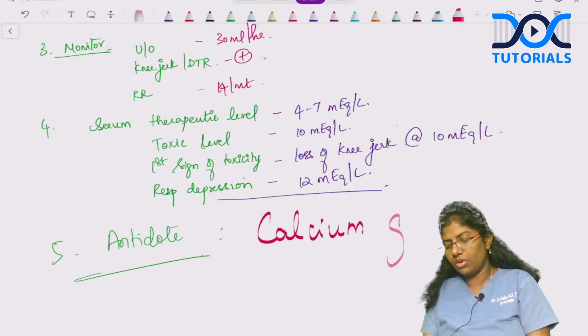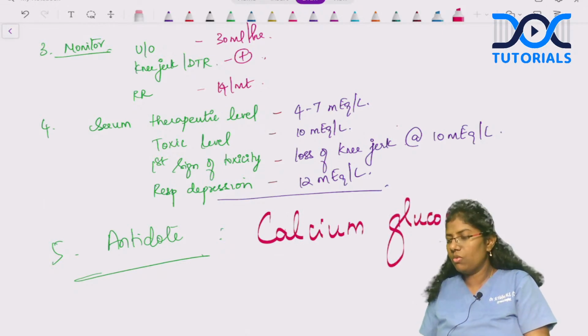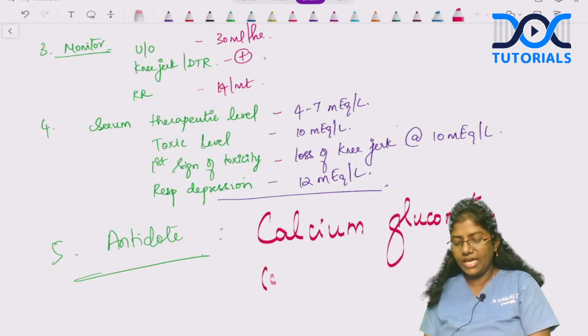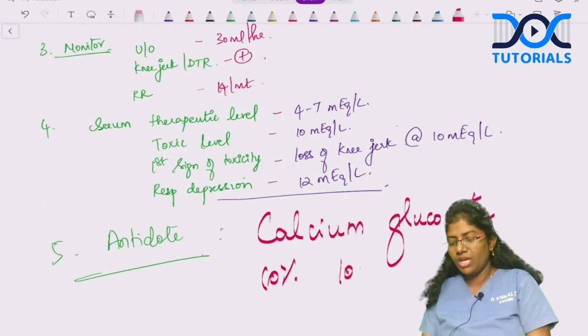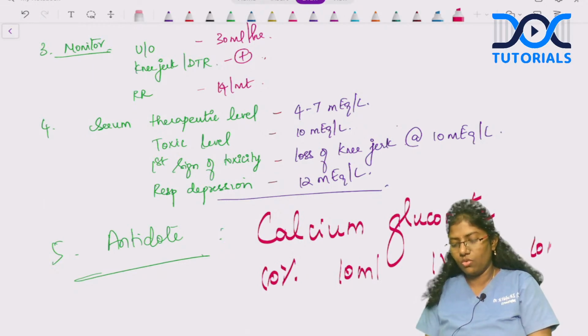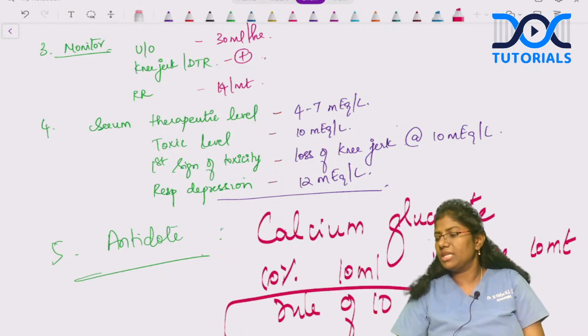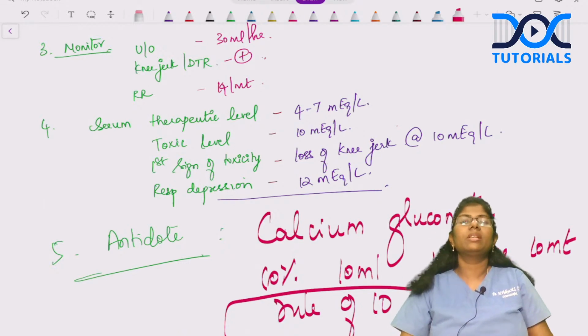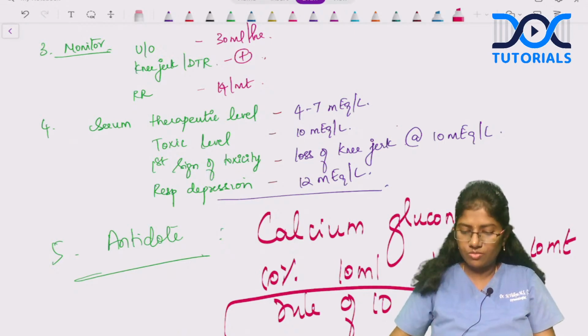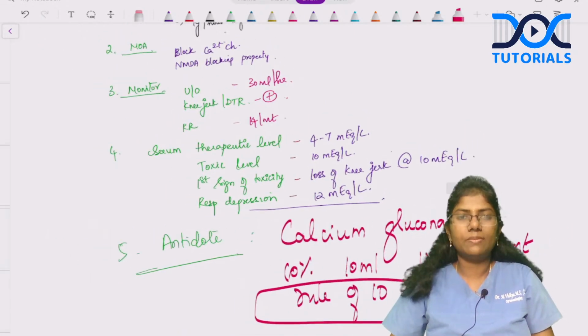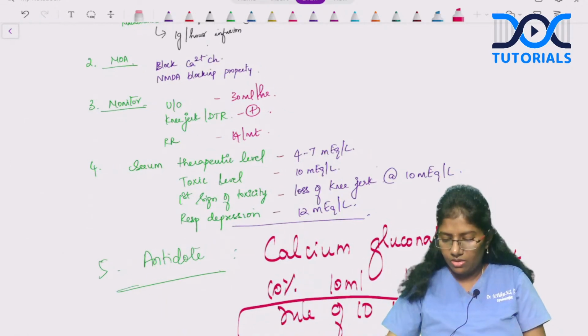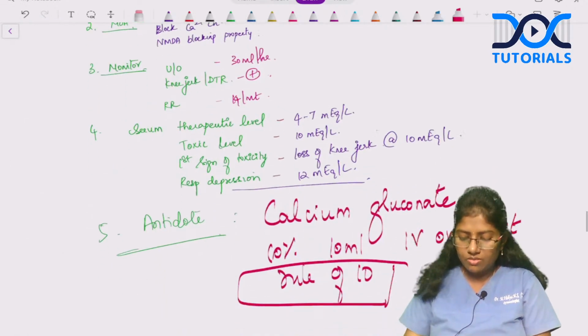Calcium gluconate. Rule of 10. Rule of 10 means 10% calcium gluconate, 10 ml IV over 10 minutes. Okay, this is rule of 10. Okay, HN Prashant Avinash, you people are correct. 10 ml, 10% IV over 10 minutes, calcium gluconate. This is a rule of 10. Is it all fine to you? Okay. So, this is about antidote.